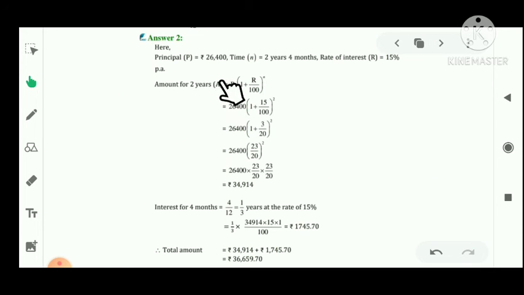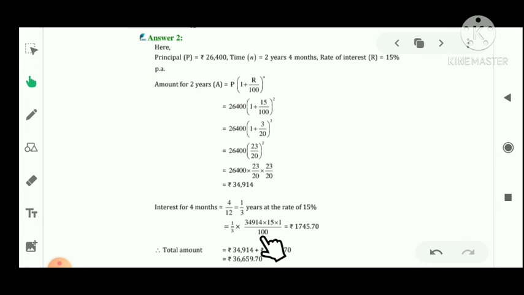Students, as I told you, the principal value is given as rupees 26,400. Time is given as 2 years 4 months. That means we can convert 4 months to 1 upon 3. Students, you can see here. So firstly we will solve till 2 years. That means n's value here is 2 years. So we put n's value as 2, r's value as 15 and p's value as 26,400. After solving it, the amount for 2 years is 34,914.